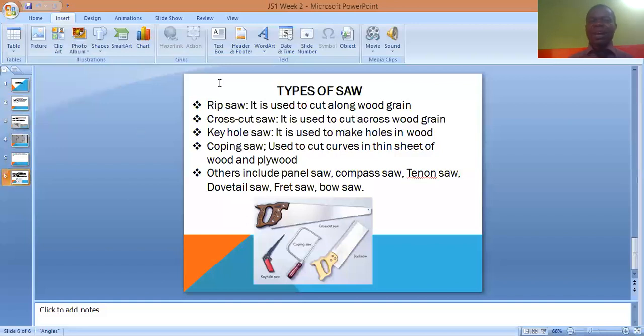Right, before we go for the day, I want us to have a recap of what we have discussed. We have said the woodwork boring tools are used to create holes in wood. We talked about the gimlet, the electric hand drilling machine, the brace, and the types of brace, the one having a ratchet and the one called plain that does not have a ratchet.